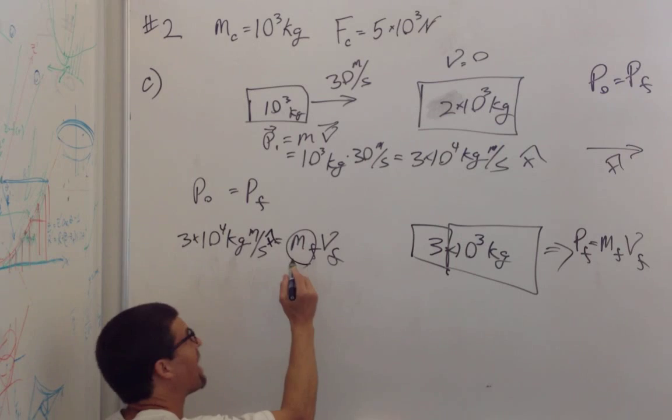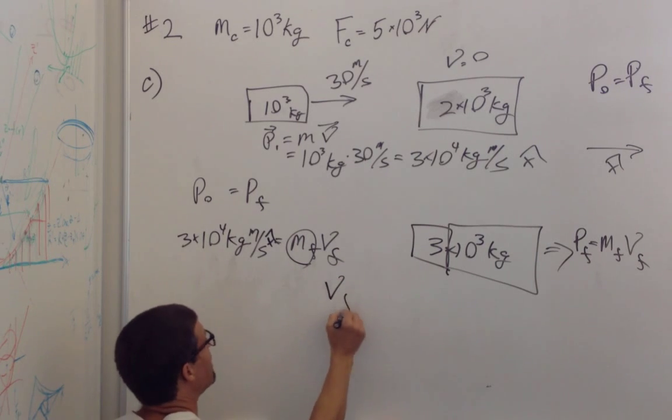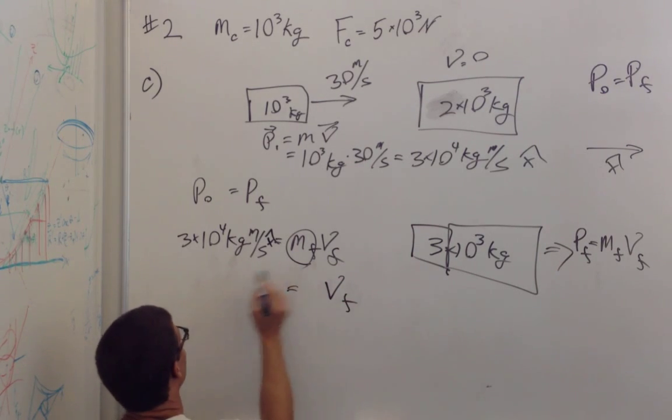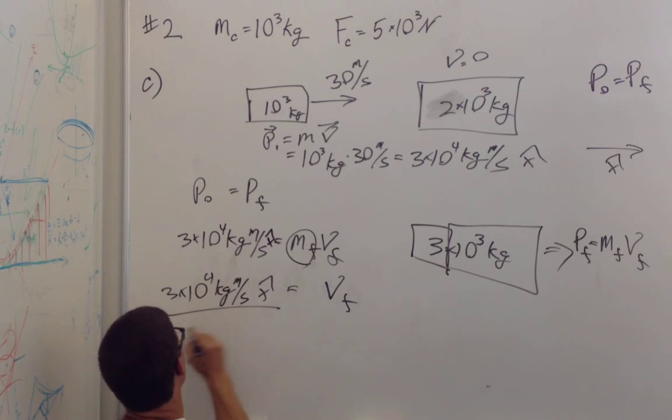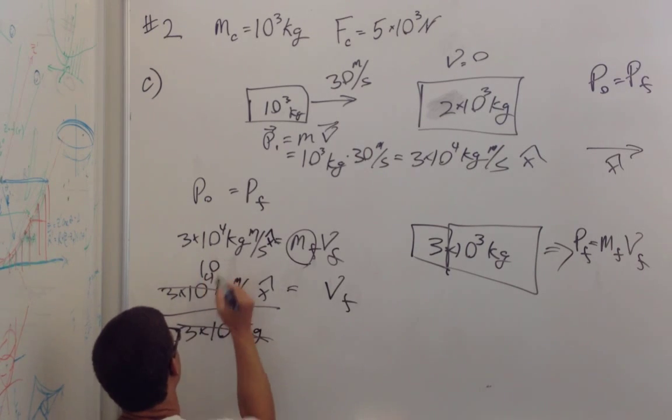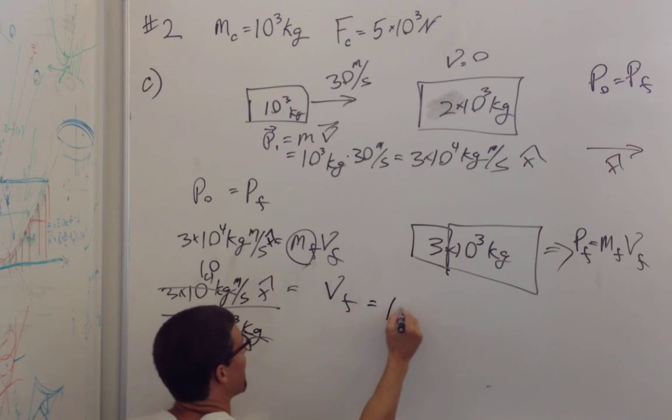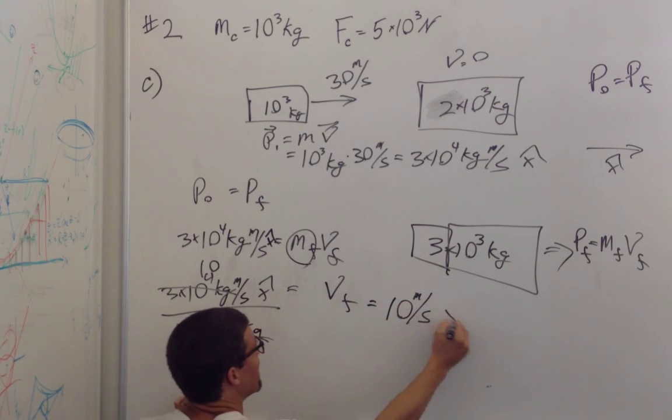And now I just have to divide through by this mass, and I have V final is equal to 3 times 10 to the fourth kilogram meters per second in the x direction, divided by 3 times 10 to the third kilograms. I love it. Everything cancels except this 10 here, because this is a 3 and that's a 4, and I wind up with 10 meters per second in the x direction.